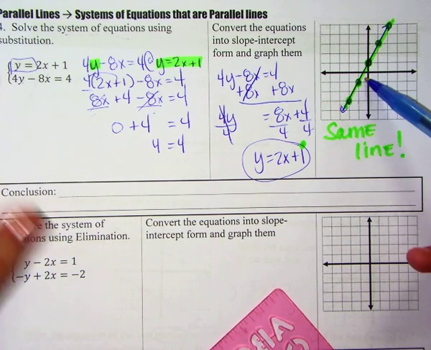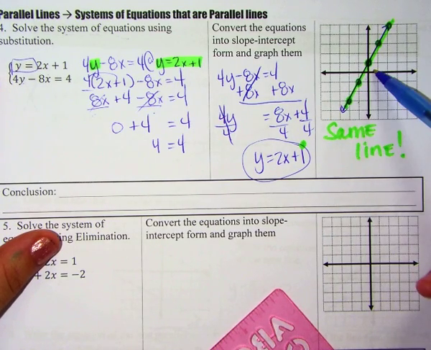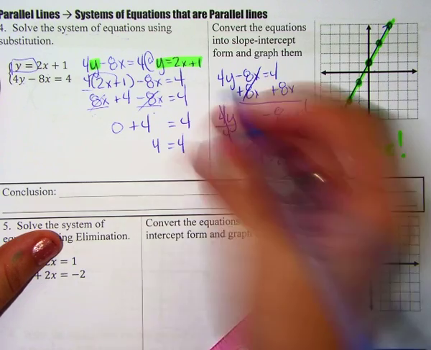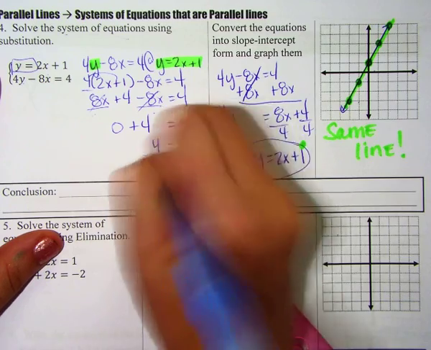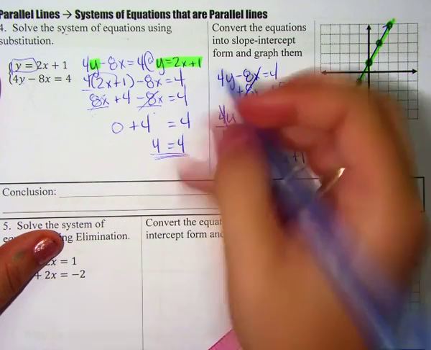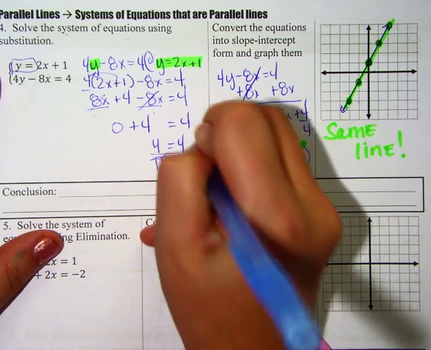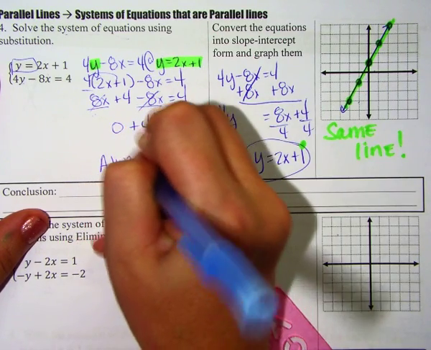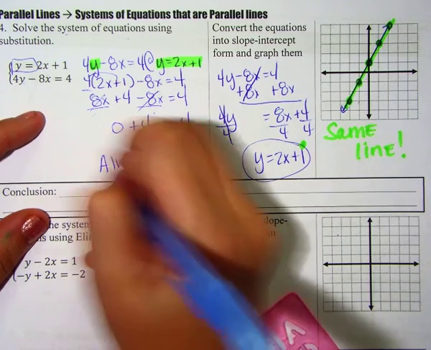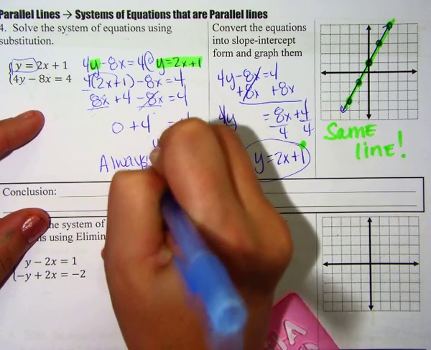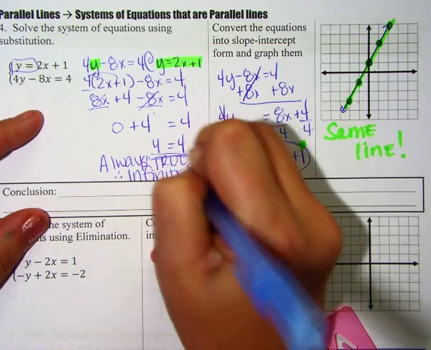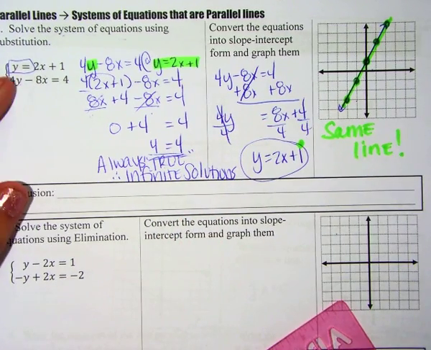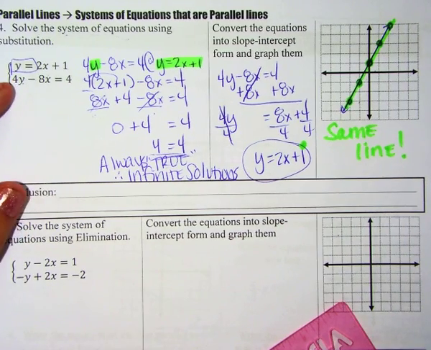How many times do they intersect? An infinite number of times. So there are actually an infinite number of solutions. So what's the conclusion? When you substitute and you find that the equation is true, we're going to say this is always true, and therefore there are infinite solutions to this system because it's always intersecting.